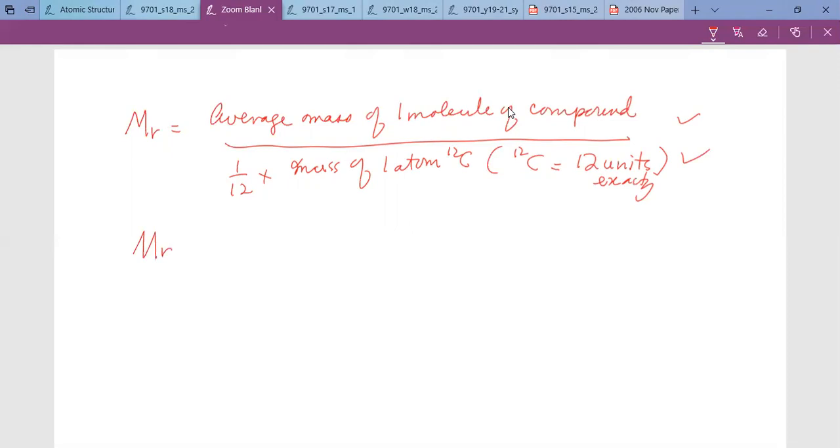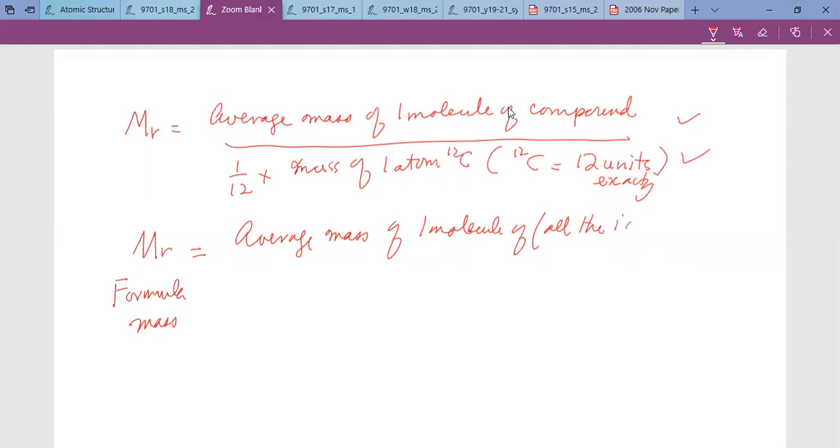It's also Mr, no? This is the lesson for formula mass. Remember, formula mass is basically for other compounds. Same thing here, you put average mass of one molecule, or one mole, or the mass of all the ions of an ionic compound, over and so on. This is the same thing here.